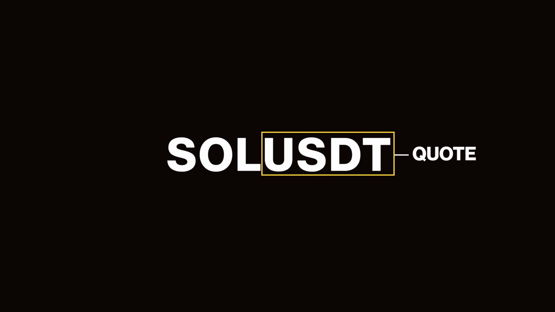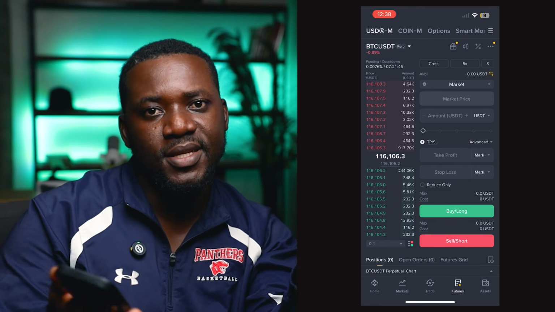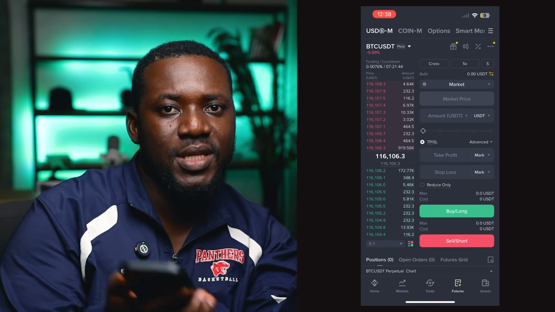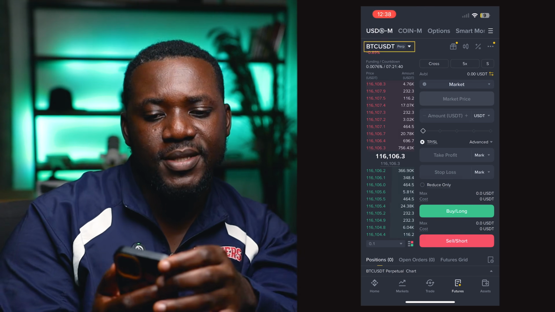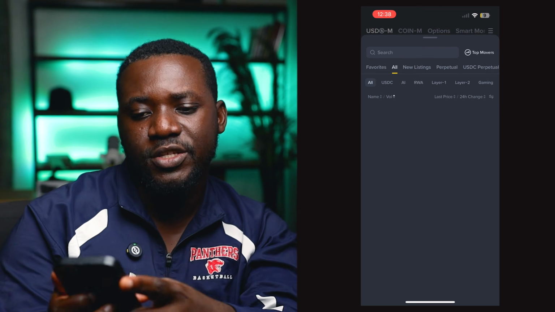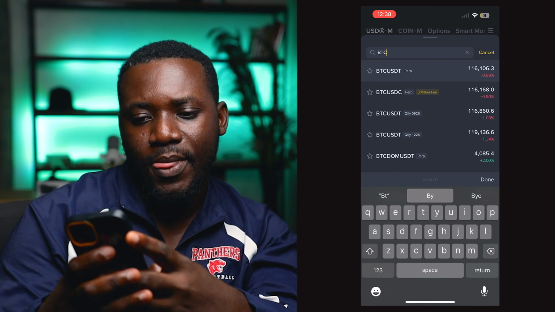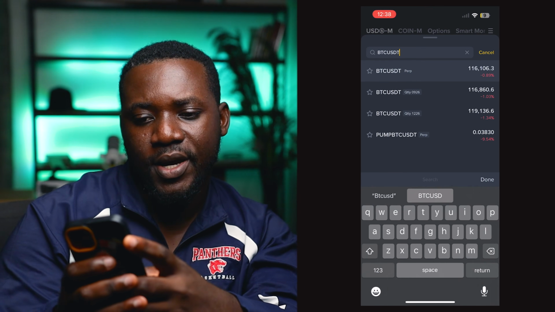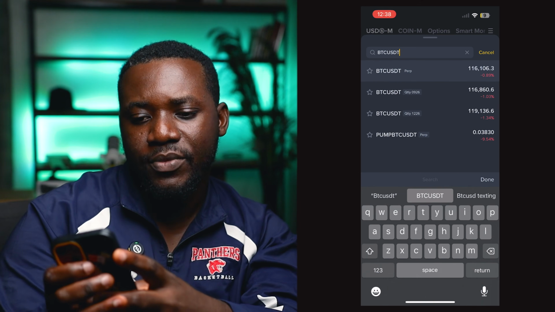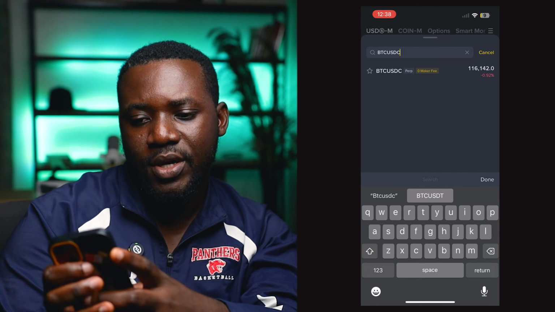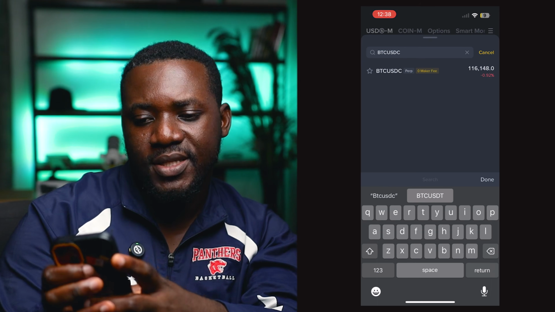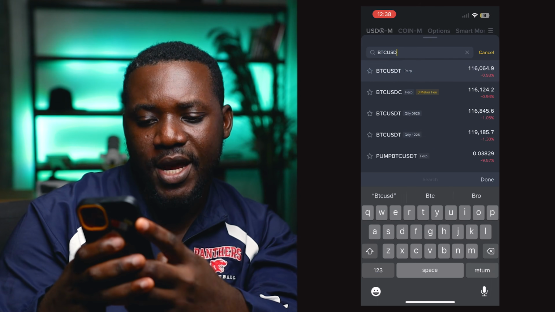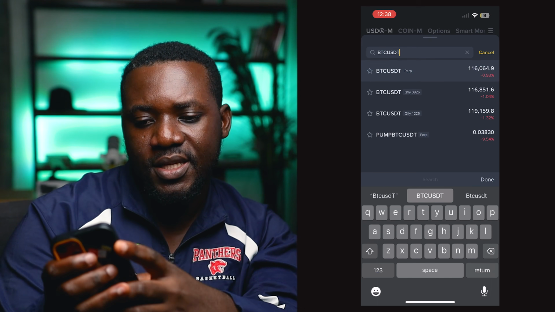So I will now select BTC/USDT. If my asset is in USDC, then of course I'm going to select BTC/USDC. If you tap on this drop down here, you can search BTC USDC. So you can trade BTC USDC, and at the same time, you can trade BTC USDT as well.